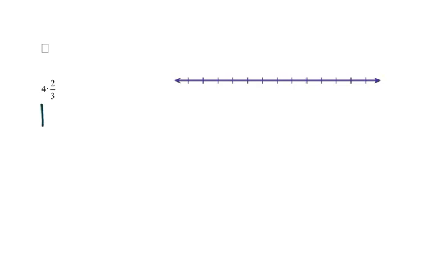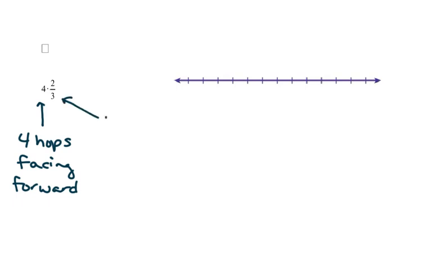4 indicates that we are taking 4 hops facing forward. 2/3 indicates how big our hop is. Now, in this case, since we're working with all positives, I'm going to start my 0 on my number line all the way to the left.